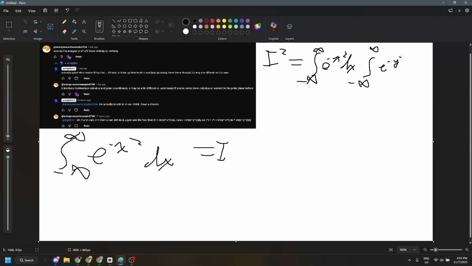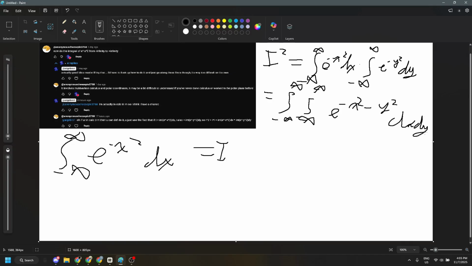e to the negative y squared dy, which if you combine the integrals, which I actually just learned in school very recently, today we went over part of it, dx dy. This is equal to I squared. Actually, this is not equal to I squared. If you multiply these, you can actually add the exponents.